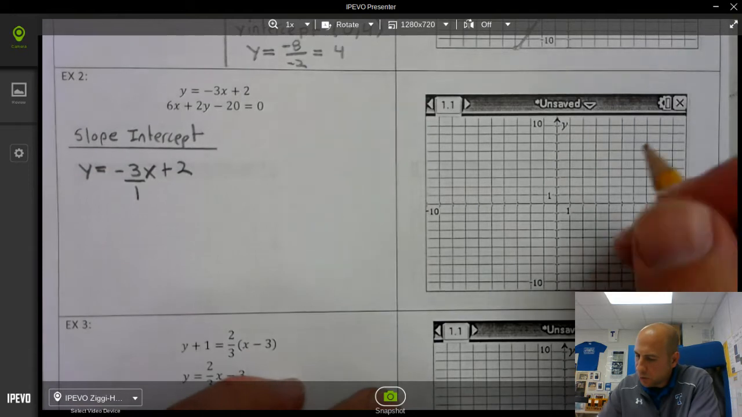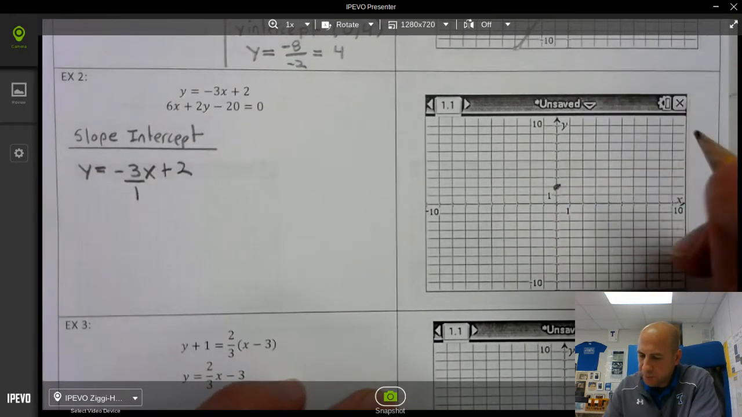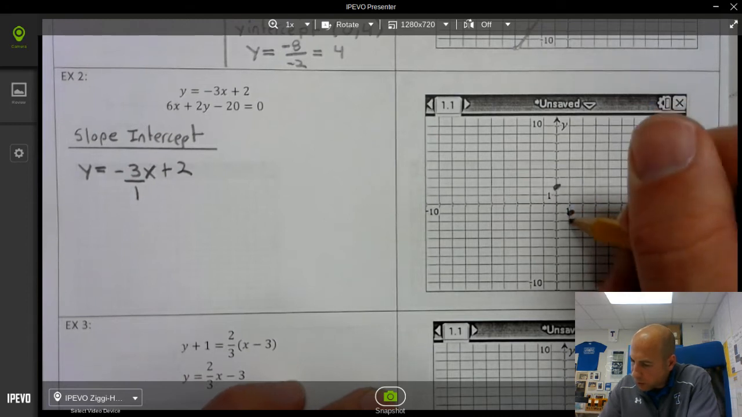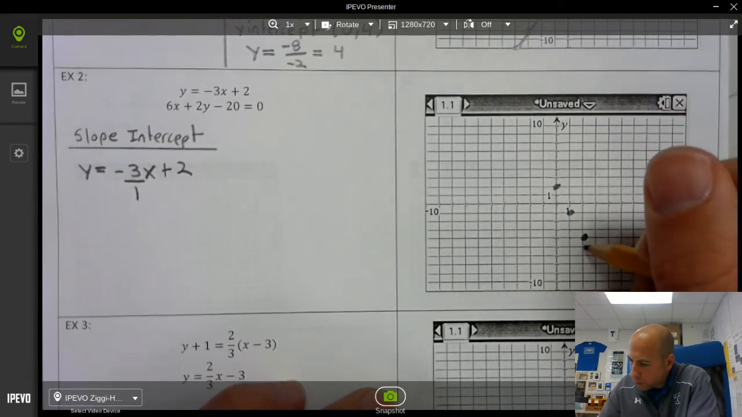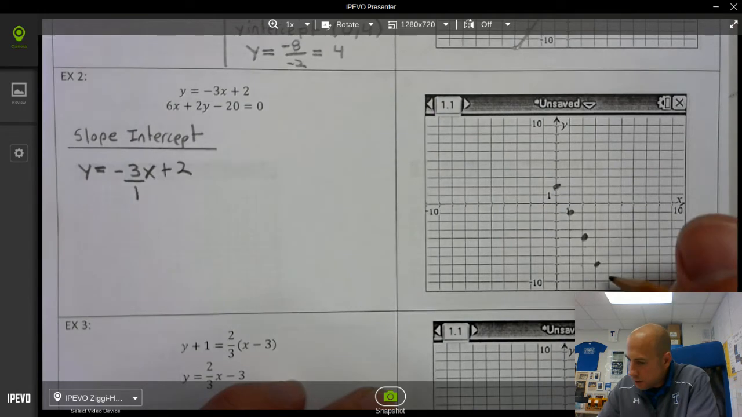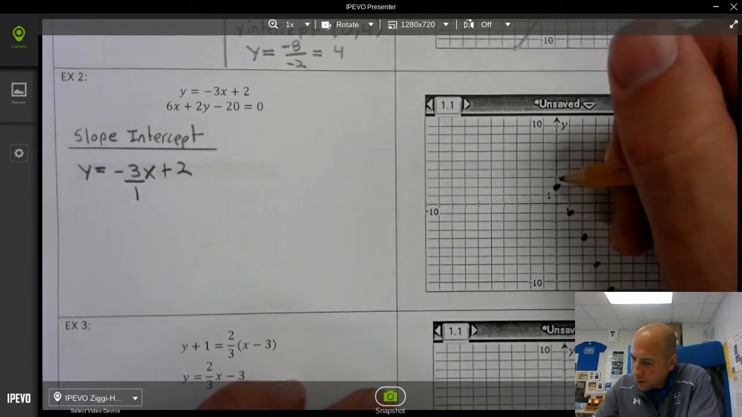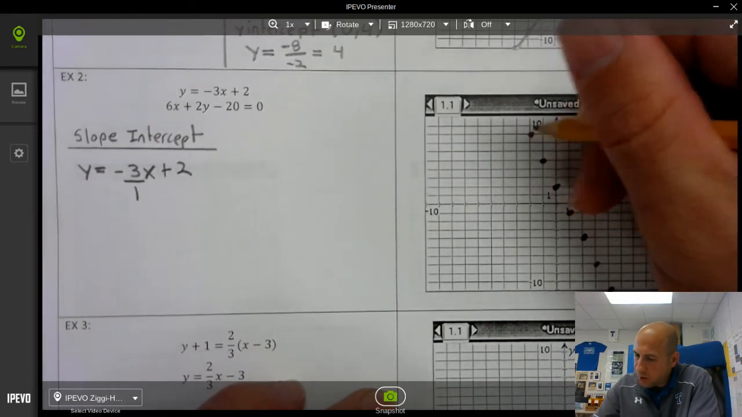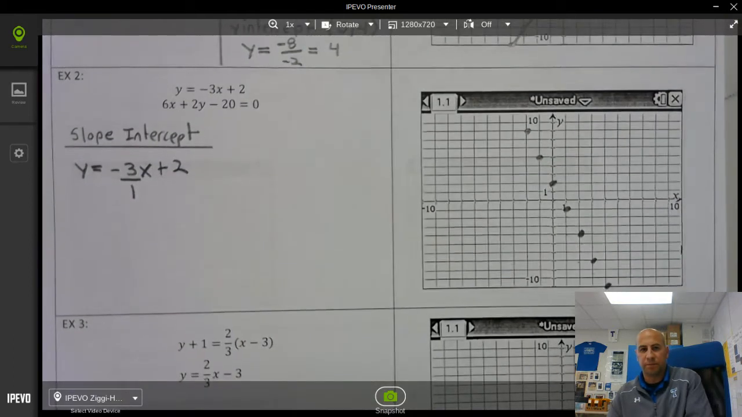So to graph this, we start at 0, 2, and then we go down 3 to the right 1. Down 3, right 1. Down 3, right 1. Down 3, right 1. And then we go the opposite direction. Up 3, to the left 1. Up 3, to the left 1. Now we have our line.